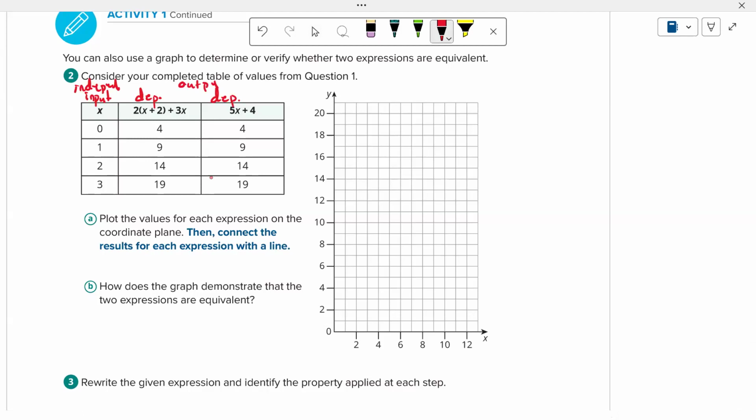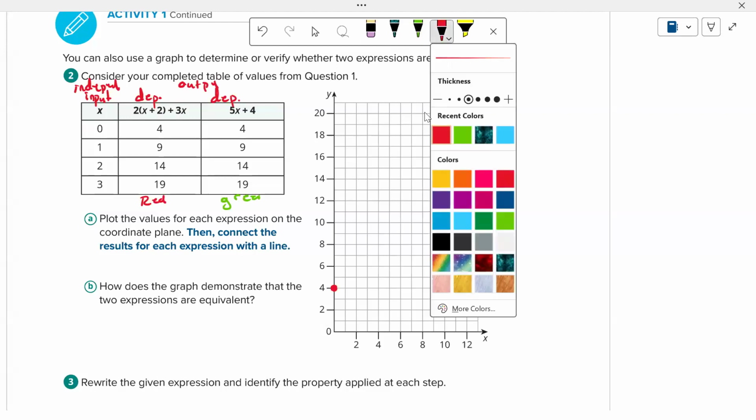So for these problems, it's pretty straightforward. We're just going to plot them and we're going to see it geometrically if they are actually the same. So I'm going to plot 0, 4. I'm going to plot this first one in red, and the other one's going to be green.